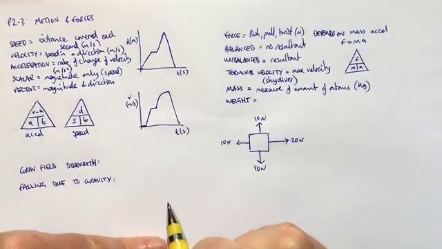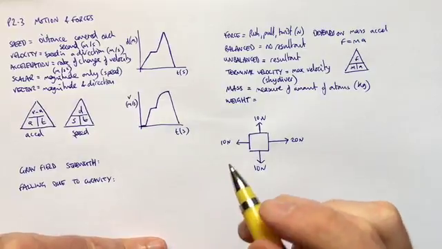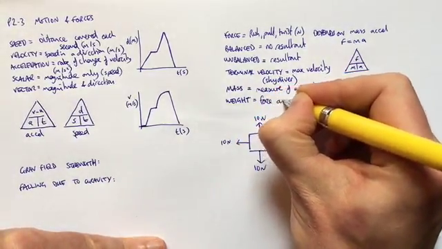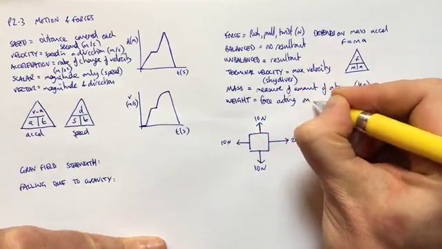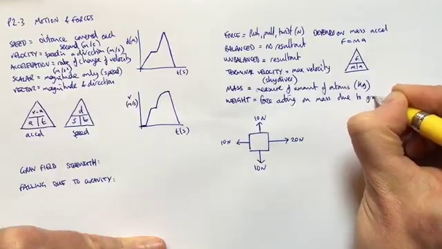And what's the difference between being on the Earth and being on the moon? The force of gravity is much less. So weight is the force acting on the mass due to gravity.